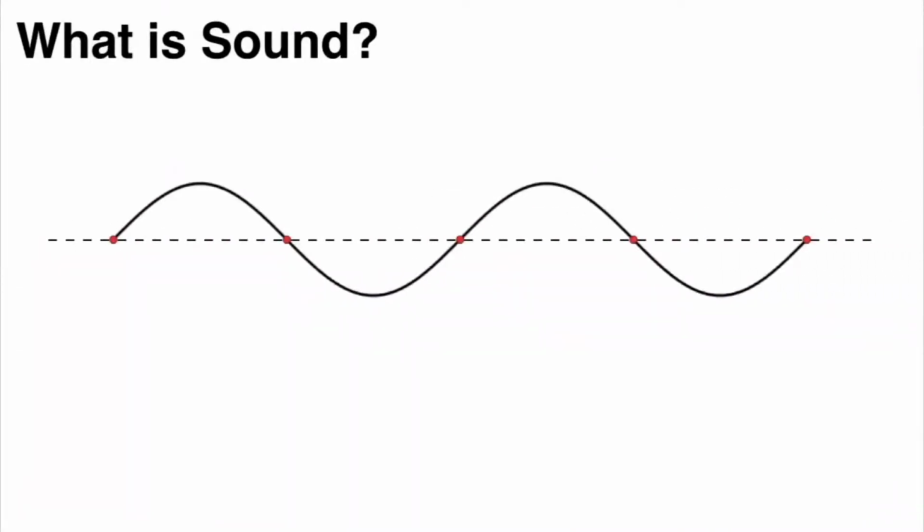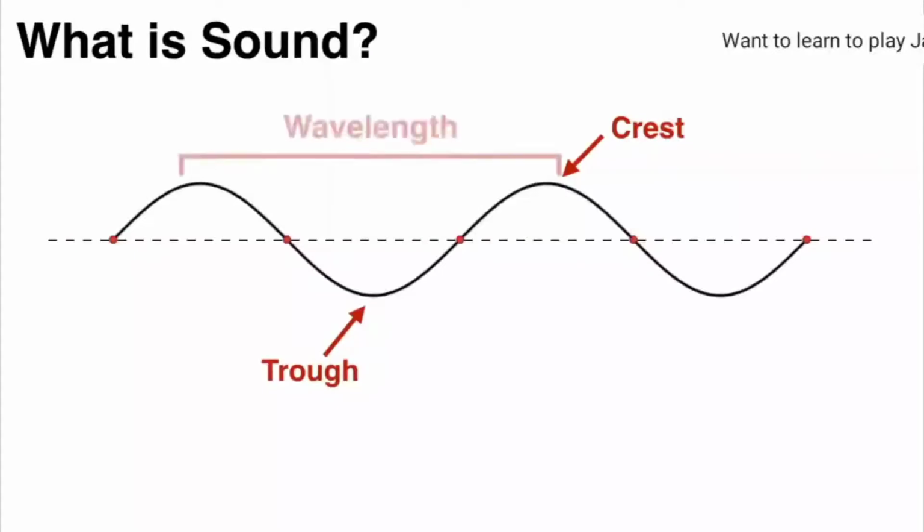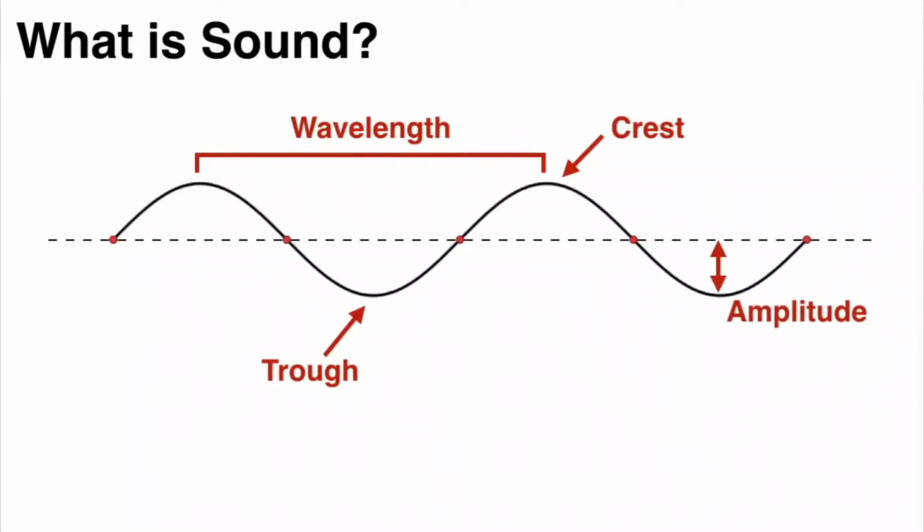Crest: they have a maximum point called the crest, and a minimum point called the trough. Wavelength is the distance between a particular crest and the next one. Amplitude is the distance from the center line to the top of the crest or the bottom of the trough. Frequency is the number of waves that pass a fixed point per second. Speed is the wavelength times the frequency.